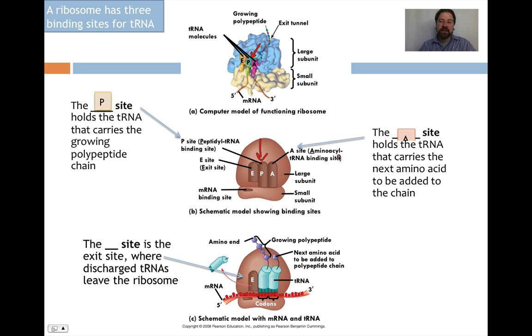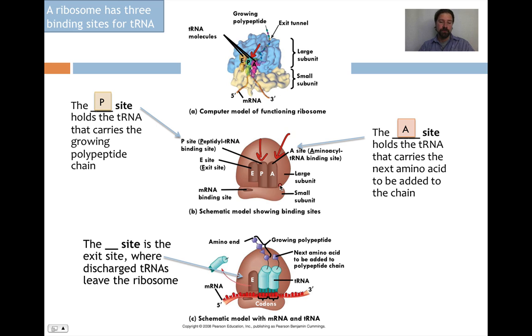So the next site we'll mention is the A site, and the A site is right here. It's the first site for much of this process, and it holds the tRNA that will carry the next amino acid to be added to the chain. So really the P starts it off, and then A will continue to fill up with all the new amino acids that need to be added to the growing chain.